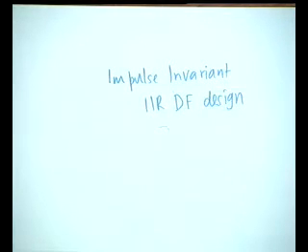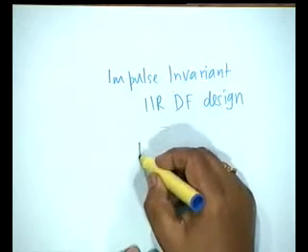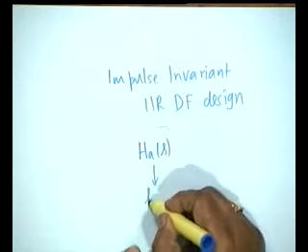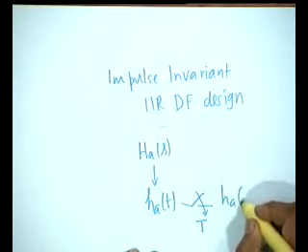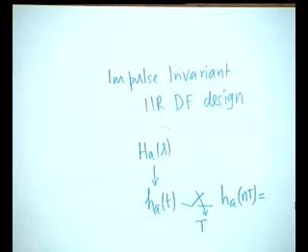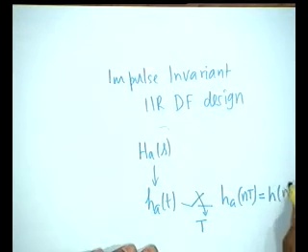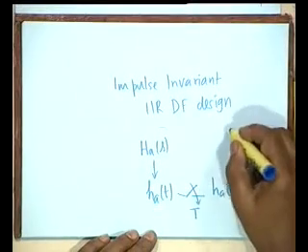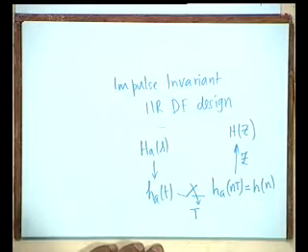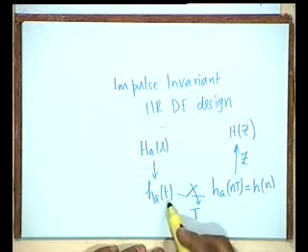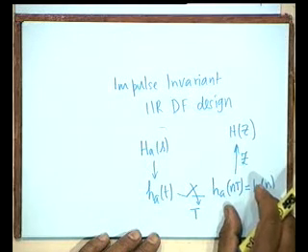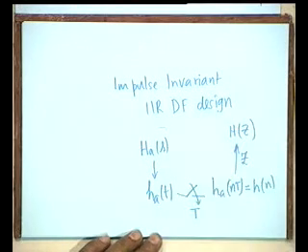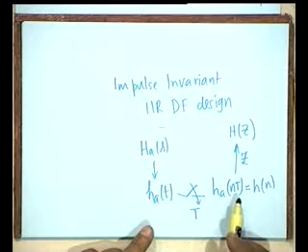The philosophy was very simple. We take an analog filter HA of S, we derive HA of T by inverse Laplace transform, then we sample this, we sample HA of T to get HA of NT, which we accept as the impulse response of the digital filter. And therefore, if we take the Z transform, we get the transfer function H of Z. This is the route that we follow. That is, we first take the impulse response, sample it, and then the sampled impulse response we accept as the impulse response of the digital filter. We take the Z transform to get the transfer function. So the impulse response is invariant.